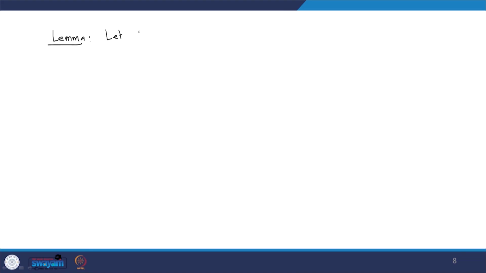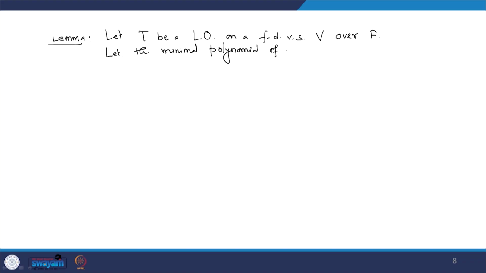Let T be a linear operator on a finite dimensional vector space V over the field F. Let the minimal polynomial of T be of the form P equal to (x minus C1) power R1 into (x minus C2) power R2 and so on up to (x minus Ck) power Rk, like this.